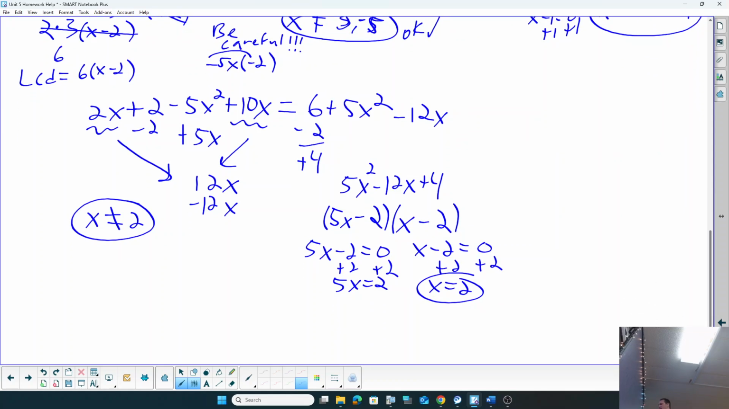x equals 2. And divide by 5, so we got 2/5. Yeah, we got 2 solutions.